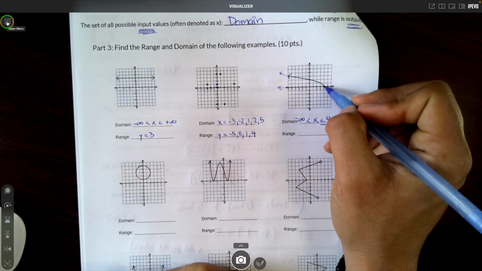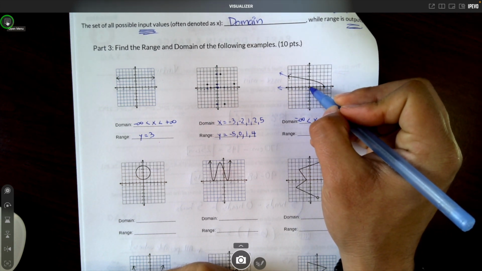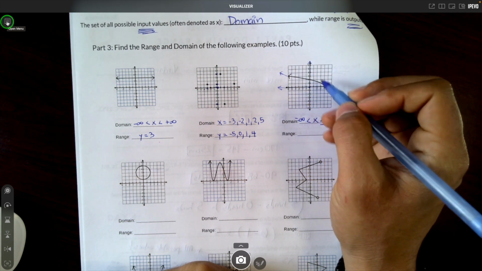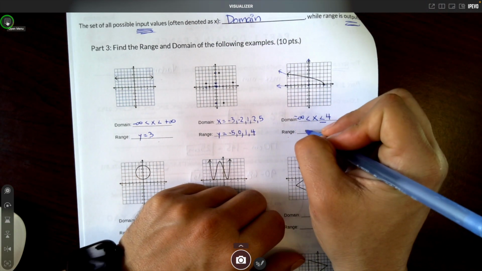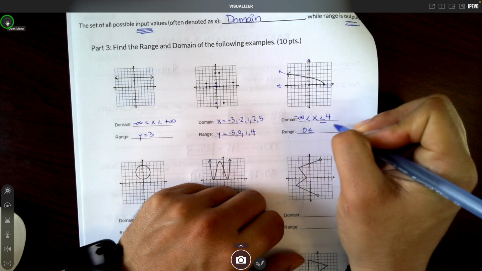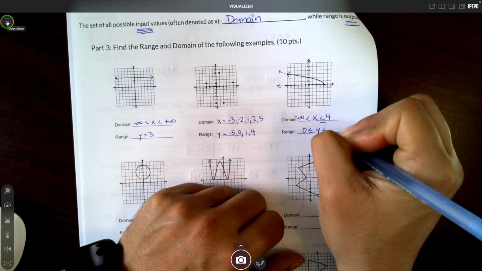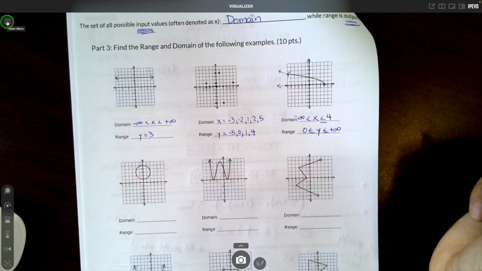Range, it looks like it's from 0 all the way to positive infinity. So again, I'm squeezing this way. So this is from 0, include 0, to positive infinity.